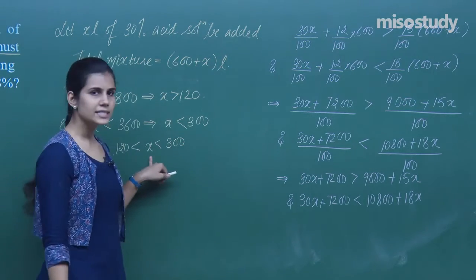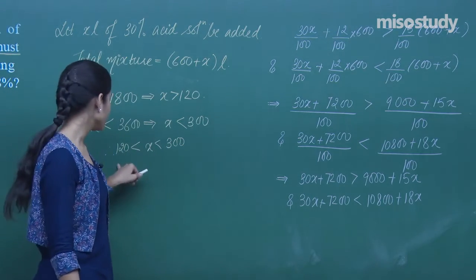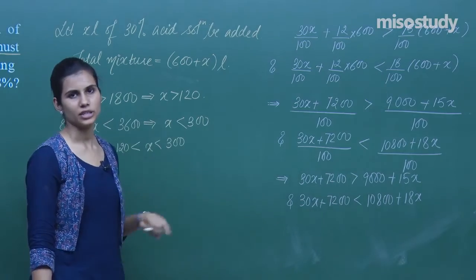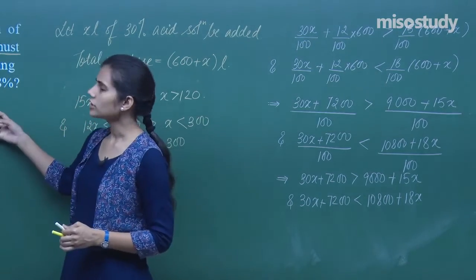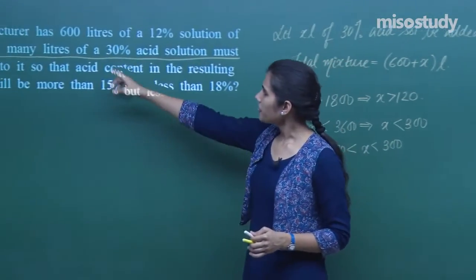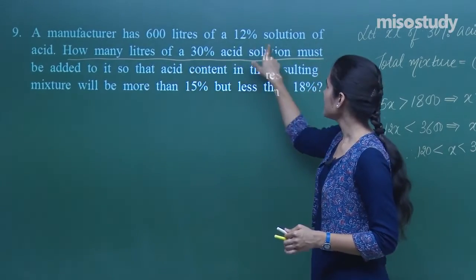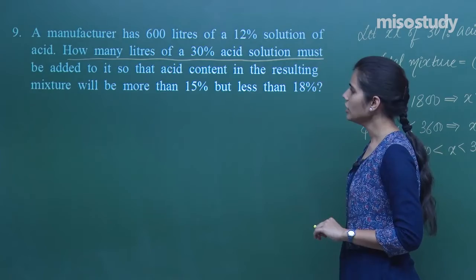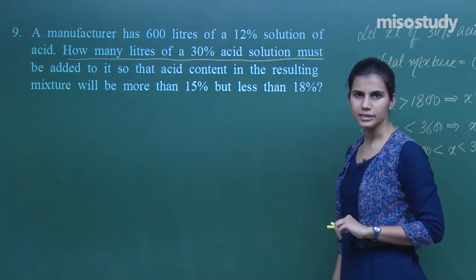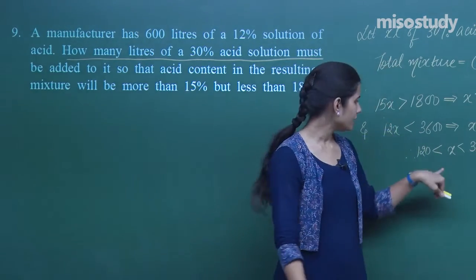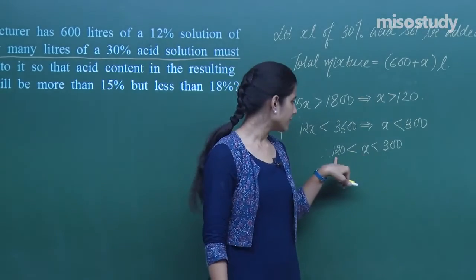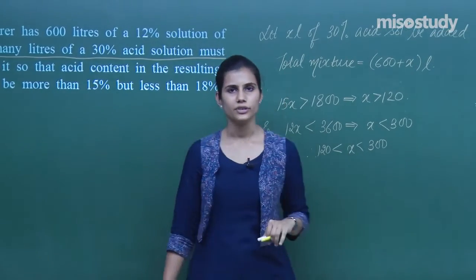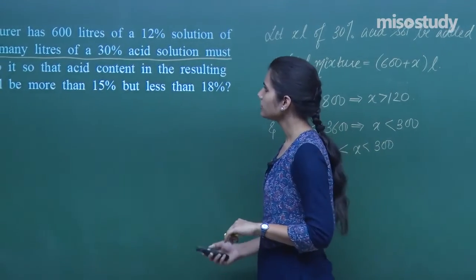So, the x liters that we had chosen has to be greater than 120 liters and less than 300 liters. That is the range for which these many x liters of 30% acid solution must be added so that the acid content in the resulting mixture will be more than 15% and less than 18%. This can happen only when x liters are actually greater than 120 liters and less than 300 liters. We have got the range.